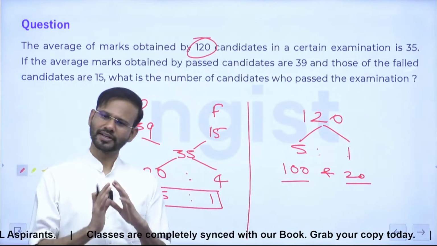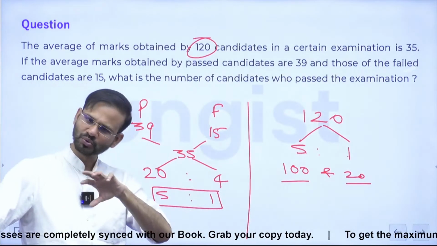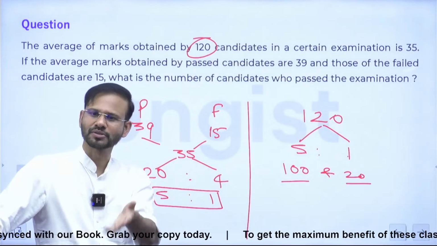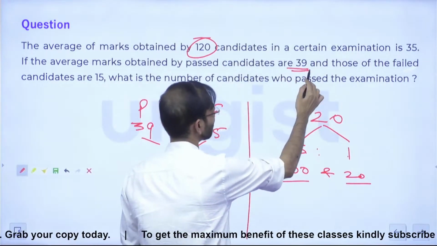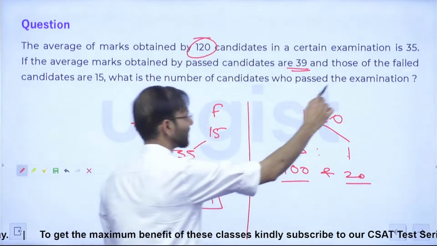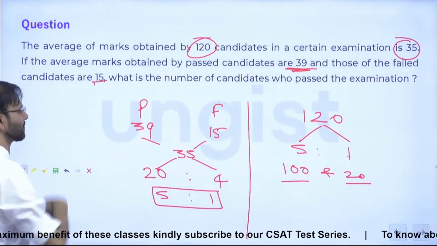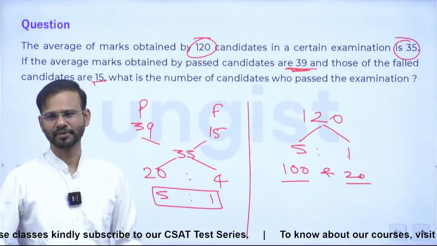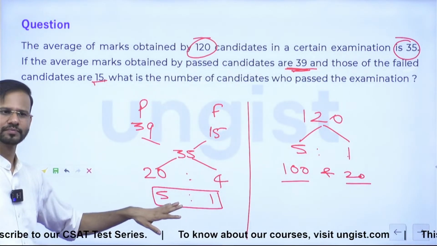So if there is one bigger group, and from that bigger group you have two subgroups, where the average of the bigger group is given and the average of the two subgroups is also given, right? So here the passed and failed are two subgroups of the bigger group, the class. The average of the bigger group is given as 35, and the averages of the two subgroups are given as 39 and 15. So this data is feasible for the mixture and alligation concept, correct? Yes? Okay, everybody fine now?